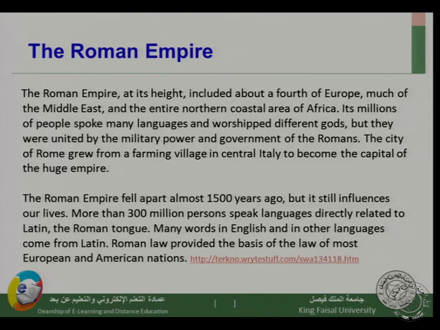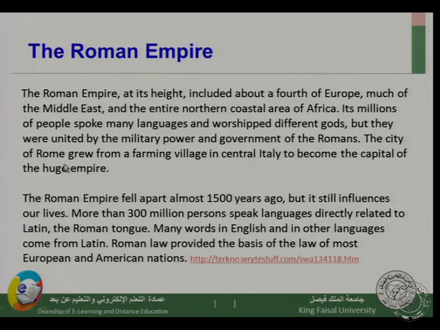It talks about the Roman Empire. Its millions of people spoke many languages and worshipped different gods, but they were united by the military power and government of the Romans. So the Romans were controlling and governing all these millions of people we find in Europe, in the Middle East, in Africa, and in other parts of the world.